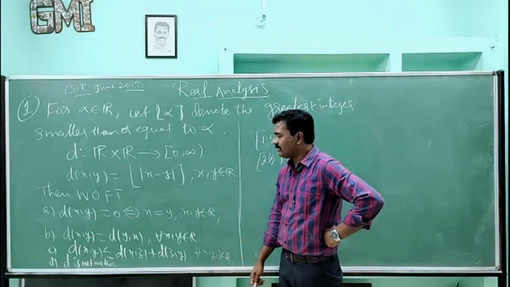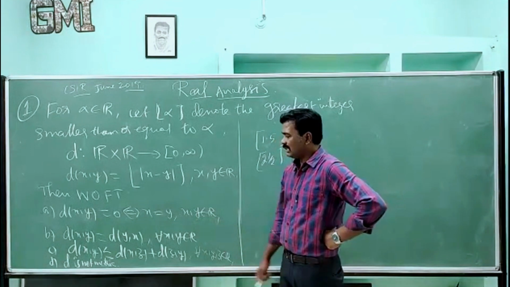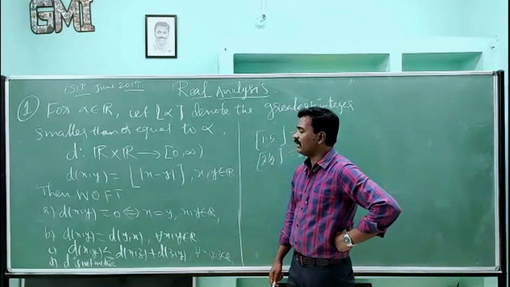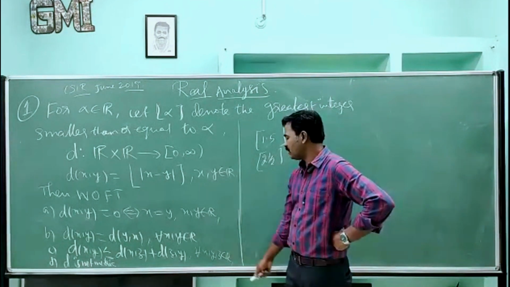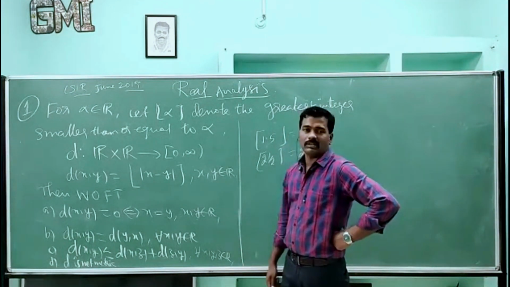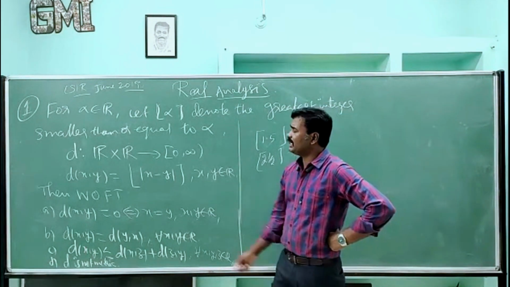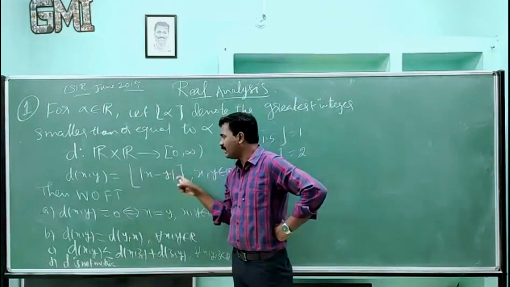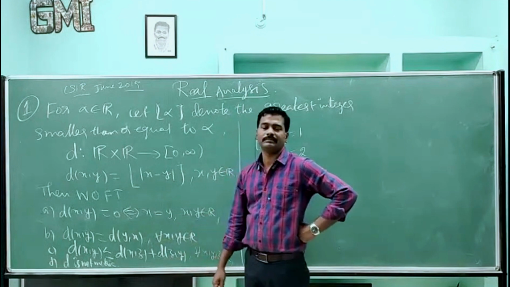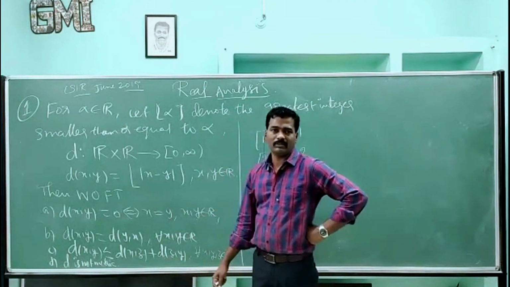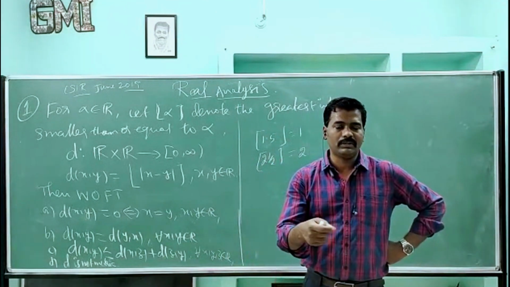What about the second option? d of x comma y equals d of y comma x for all x comma y. Third one, the triangle inequality: d of x comma y is always less than or equal to d of x comma z plus d of z comma y, for every x, y, z in R. Fourth one, d is not a metric. So what does that mean? They define the function and ask which of the following conditions are satisfied. What is your guess? If you know the answer, you can type it in the chat box.